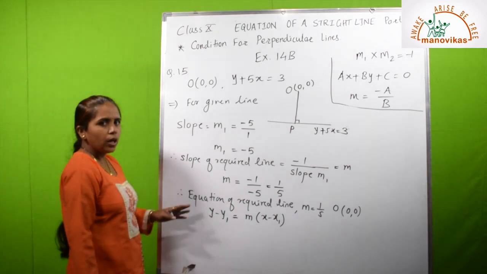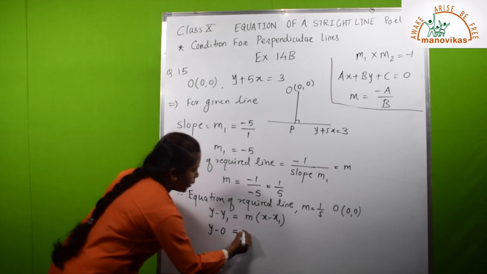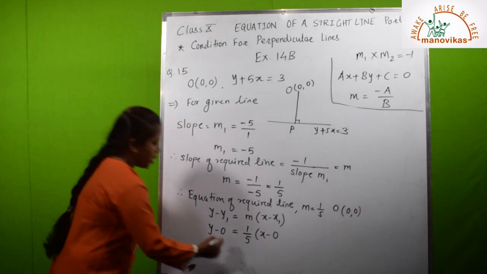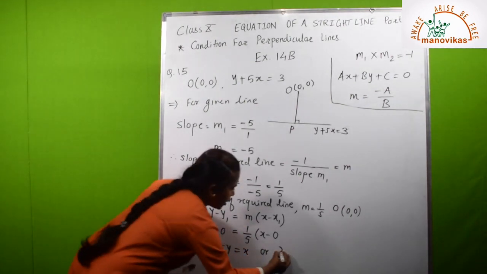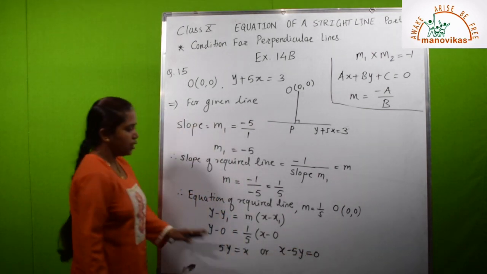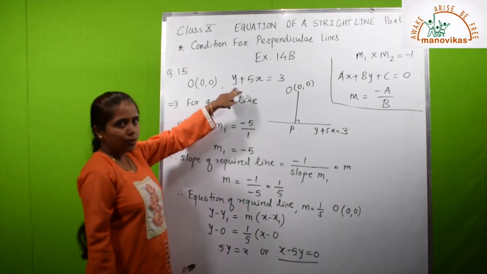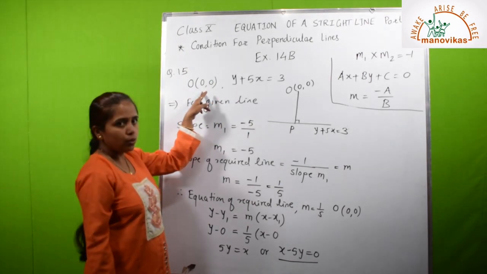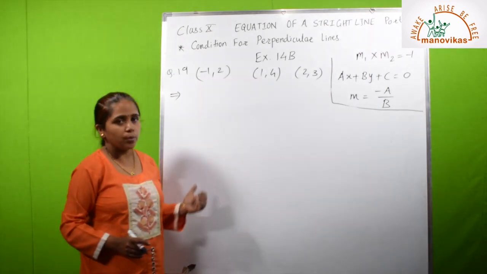This I have already explained. So y minus 0 = m, that is 1/5 (x minus 0). So 5y = x, or you can write x minus 5y = 0. This is the equation of the required line, which is perpendicular to the given line and passing through the origin (0, 0). Understood? Next question, question number 19.